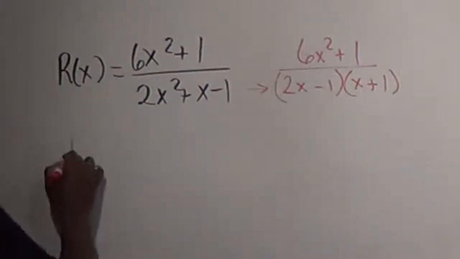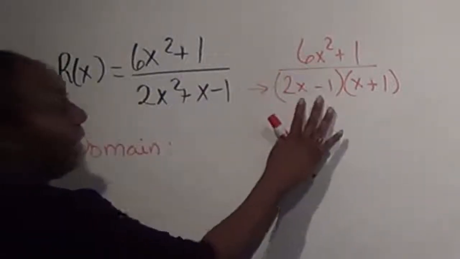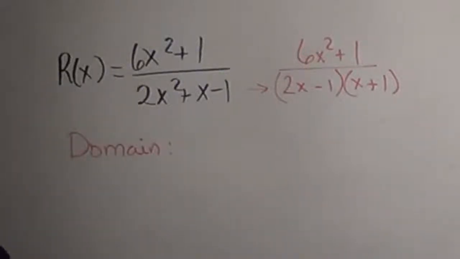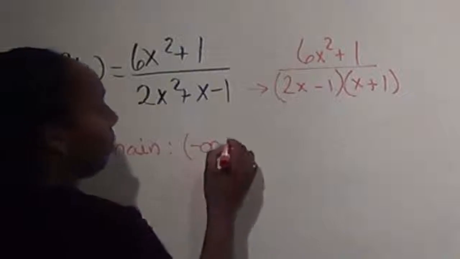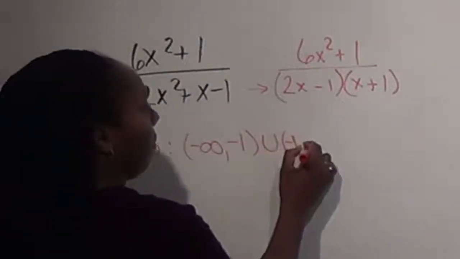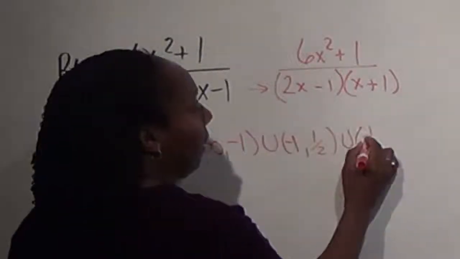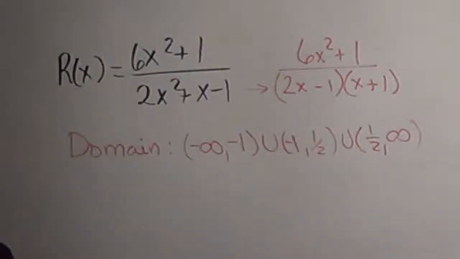So when we go to our domain, we can't have 1/2 and we can't have negative 1, because those will make that denominator 0. So we have all real numbers up to negative 1, not including it, from negative 1 to 1/2, again not including, and then from 1/2 to infinity. So there would be our domain for the function.